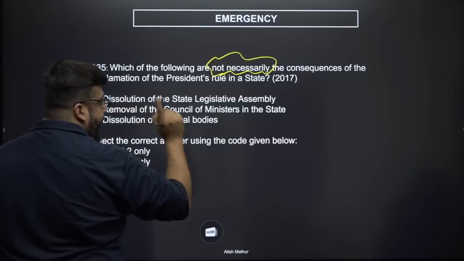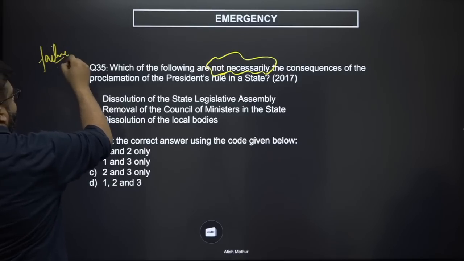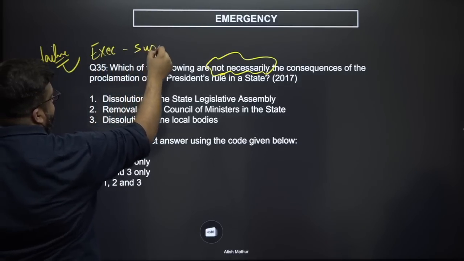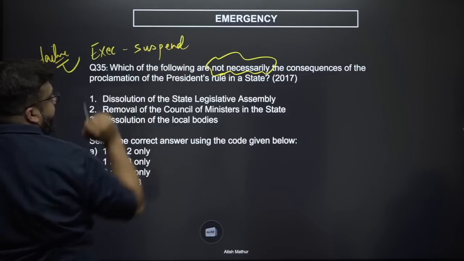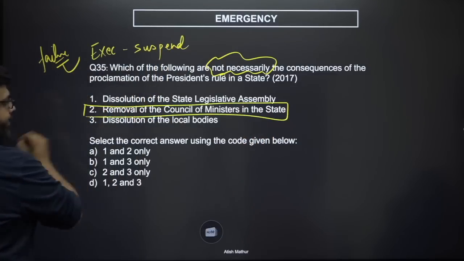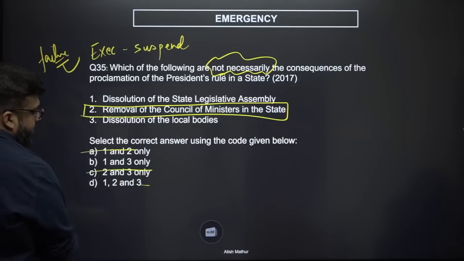What do we know? We definitely know it is because of the failure of constitutional machinery. The executive was primarily responsible. We definitely suspend the executive. That means this is definitely what is going to happen. So any option which has 2 should be removed. This is gone, this is gone, this is gone.